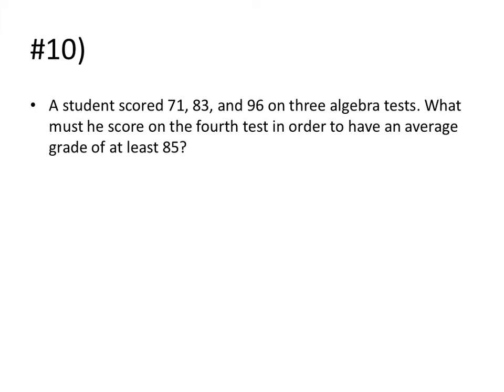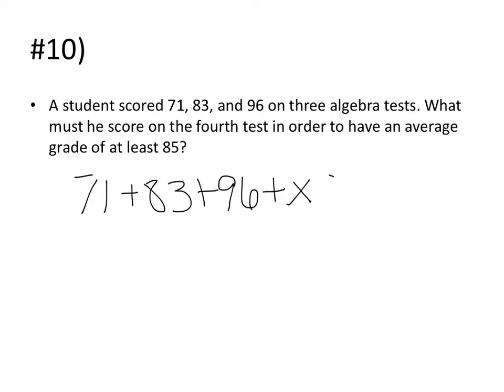Okay, a student scored 71, 83, and 96 on 3 algebra tests. What must he score on the 4th test in order to have an average of at least 85? So we need to write our inequality here. So we have 71 plus 83 plus 96 plus x is greater than or equal to 85, because remember he wants at least an 85, and we're doing an average, so you need to divide by 4.